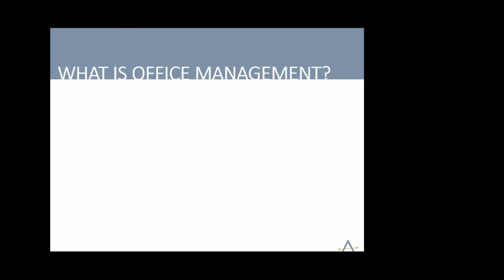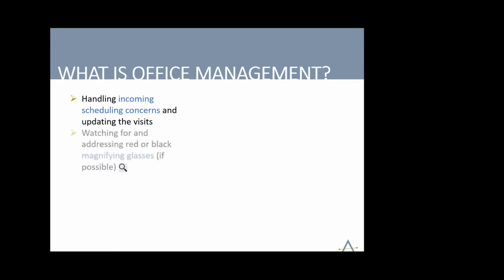So here we go. What is office management? What are we talking about here? Well, the first step is handling all those incoming scheduling concerns and updating those visits. This is your daily life. You're getting those calls. I've got to cancel. I've got to reschedule. Hey, the client wasn't even here. Do we know what's going on? It's dealing with those questions and getting things updated. It's also watching for and addressing issues, and those are signified by the red or black magnifying glasses. While we don't always have time for this, we're always going to recommend it as a best practice because it's just going to make your life a lot easier.